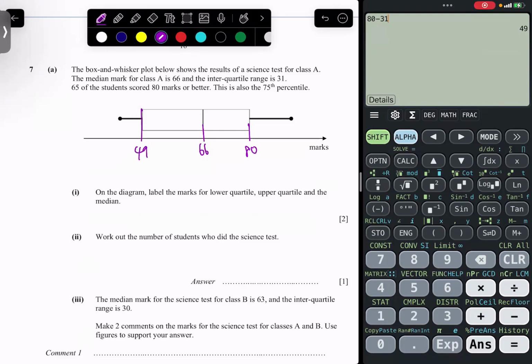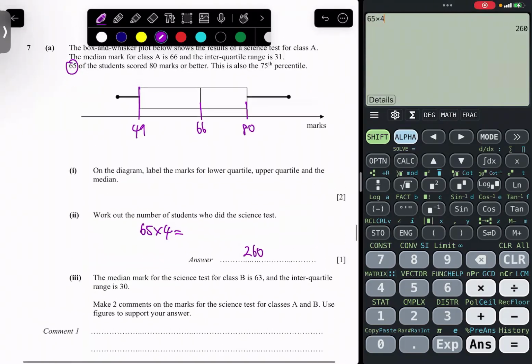Look at the number of students who did the science test. Since the 75th percentile is 65 students, so very good number, right? 65 of the students, so that means this is 25%. So 65 times 4 equals 260.